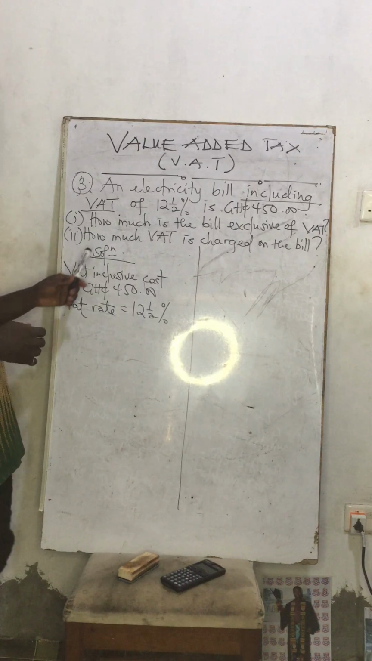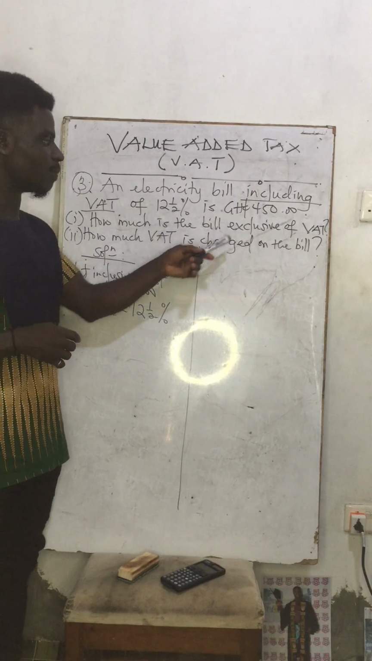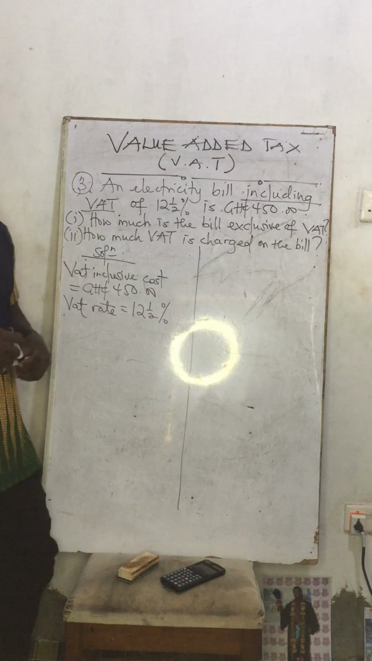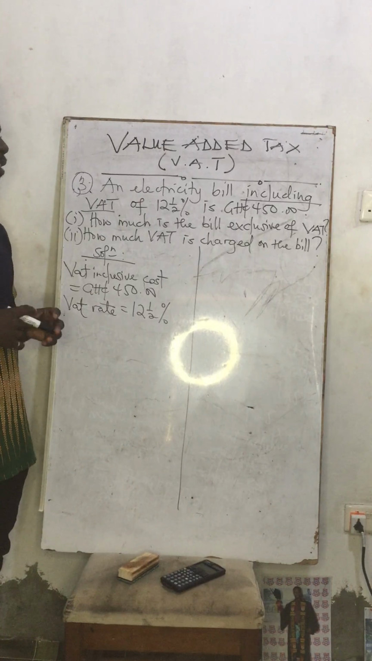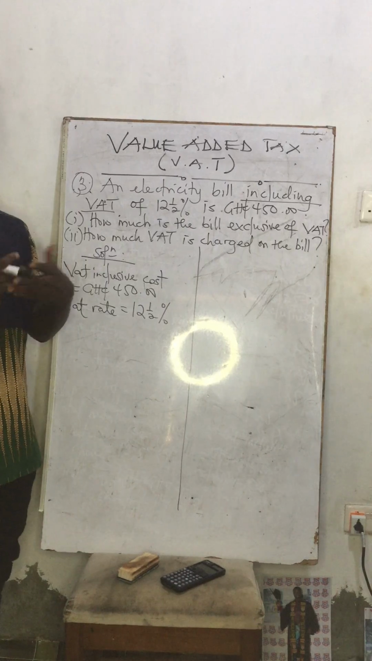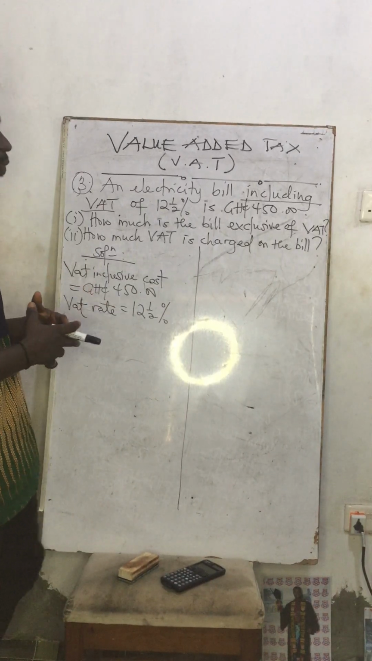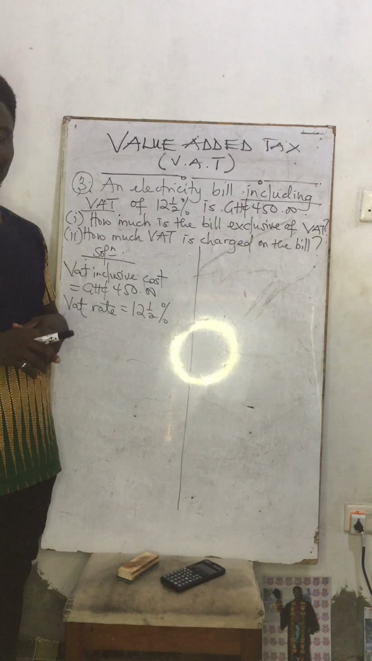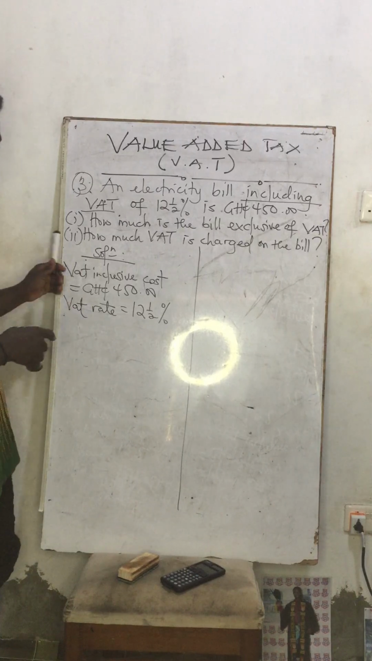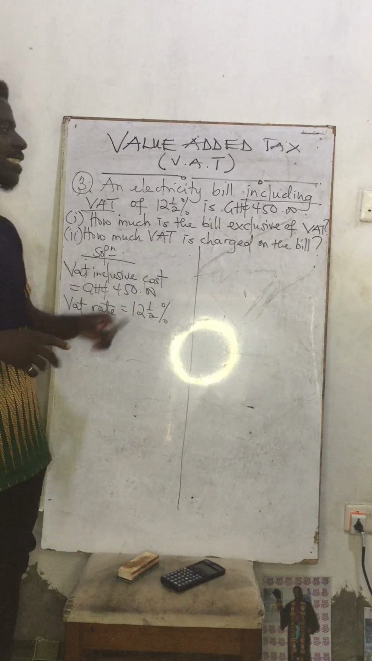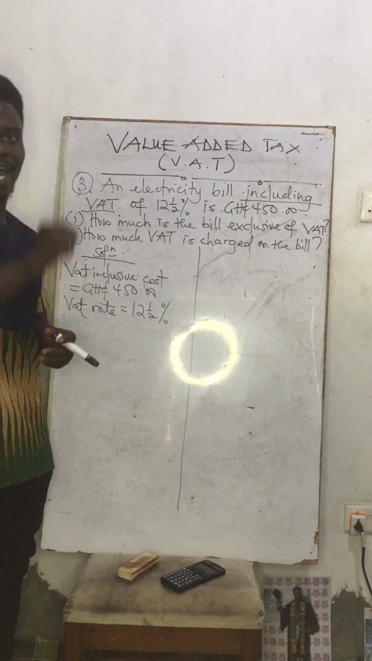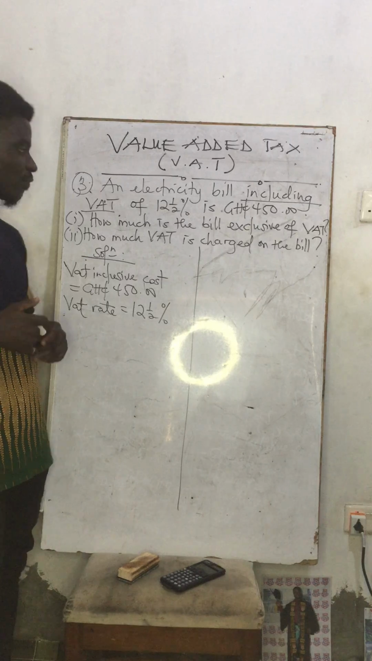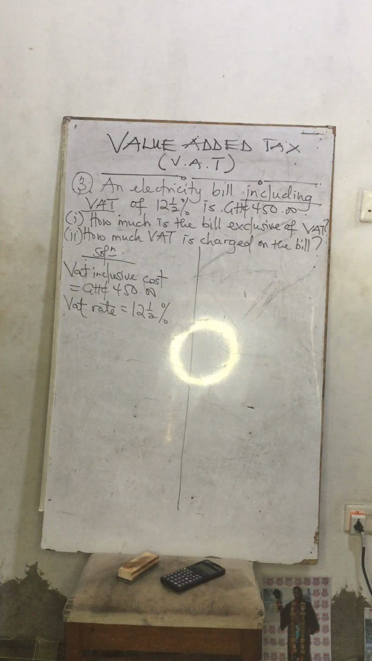Now the first part says, how much is the bill exclusive of VAT? Which means that we should go and look for the VAT exclusive cost, which is also known as the basic cost. Then part two says, how much VAT is charged on the bill? How much did we charge for VAT? So we have to go and look for that.